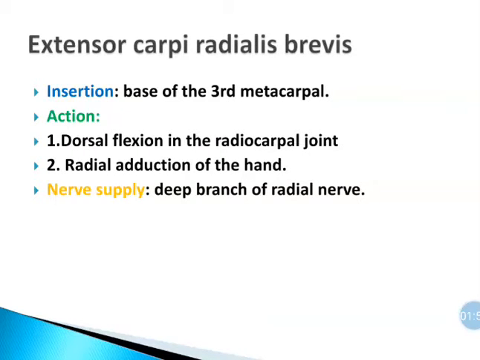Then the third muscle is extensor carpi radialis brevis. This muscle is inserted into the base of the third metacarpal. Action, again, dorsiflexion of the radiocarpal joint and radial abduction of the hand. But the nerve supply is different. That is, it is by the deep branch of the radial nerve.